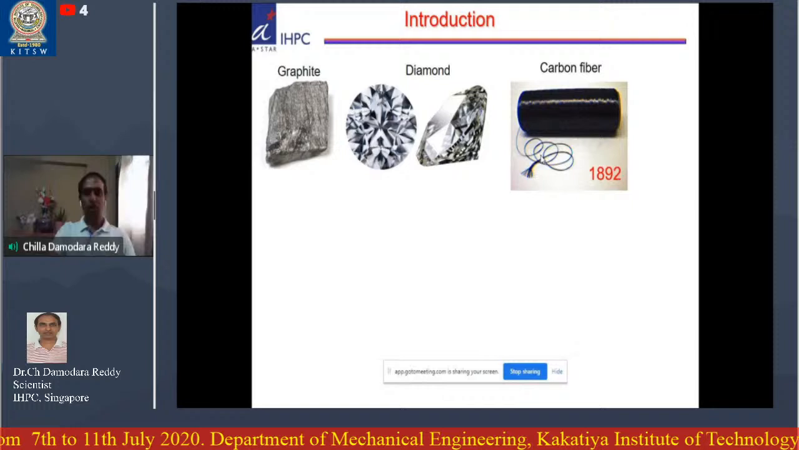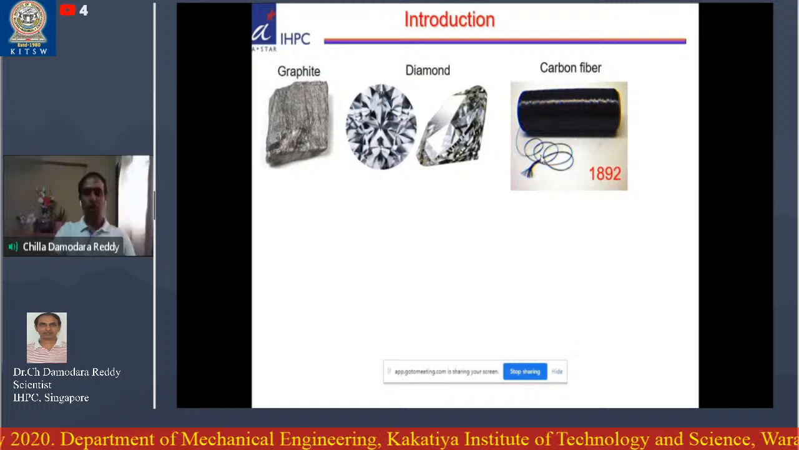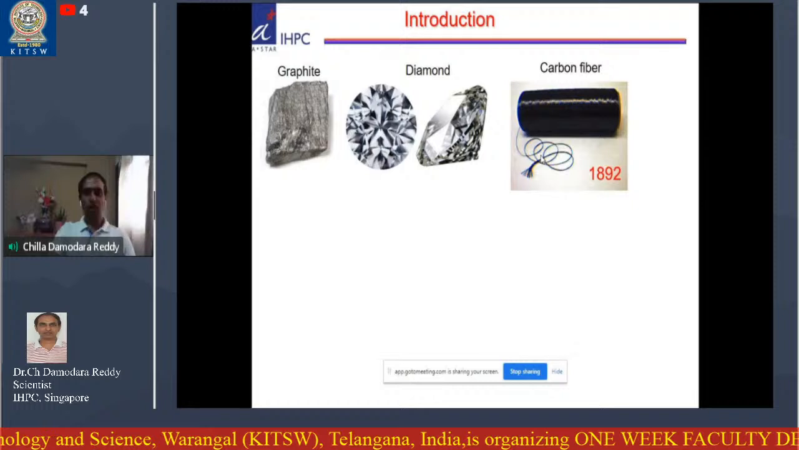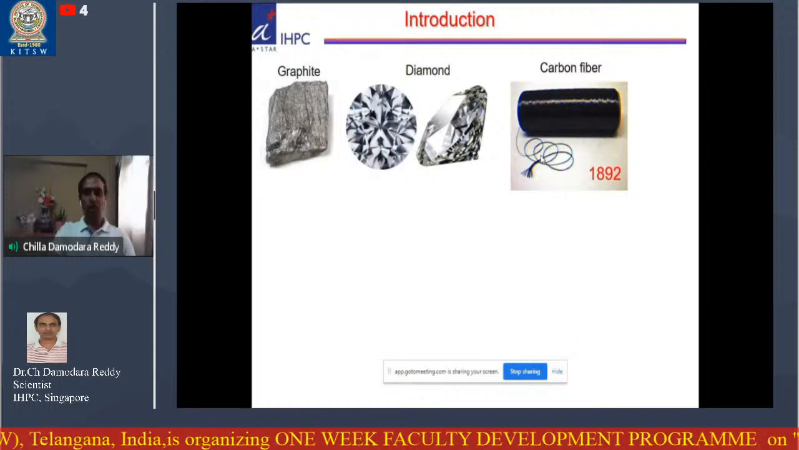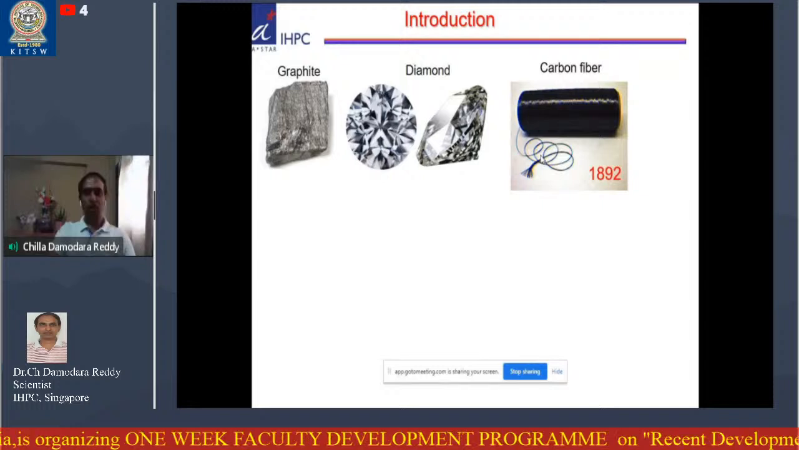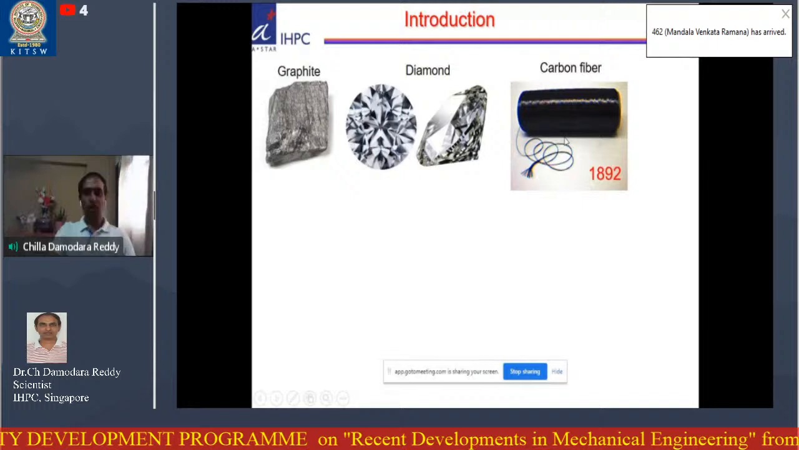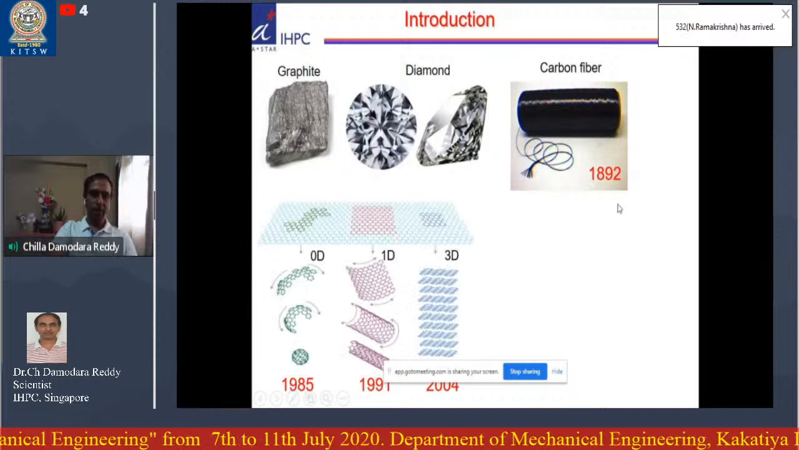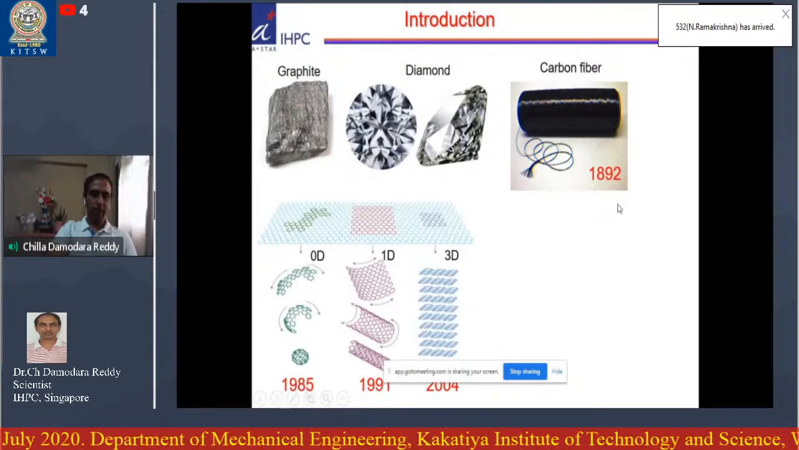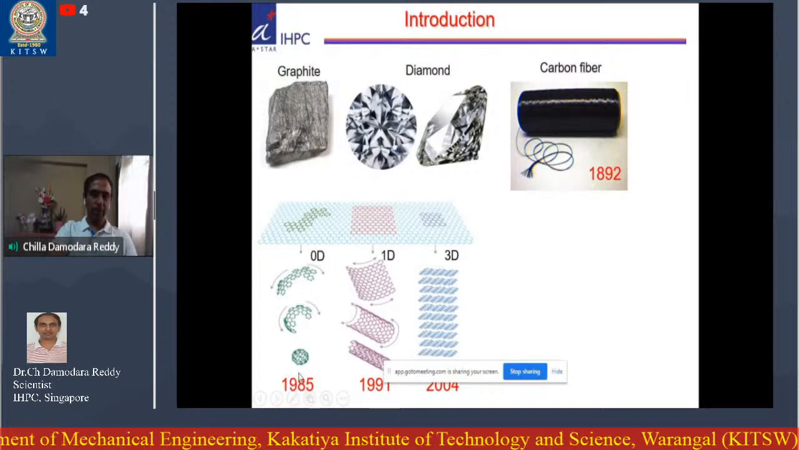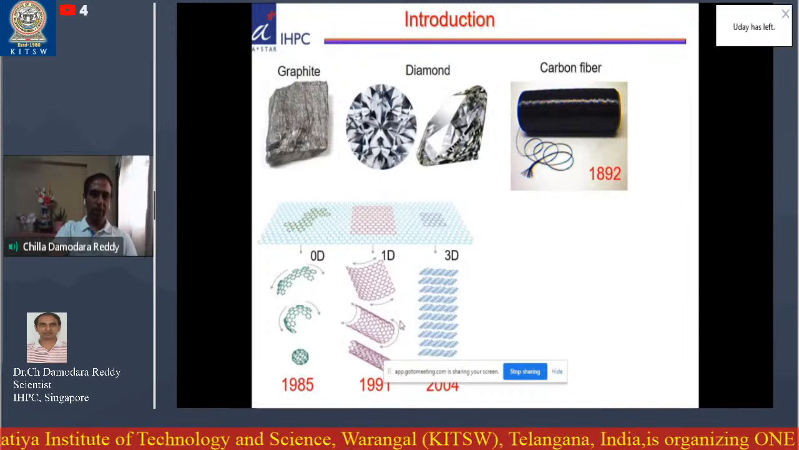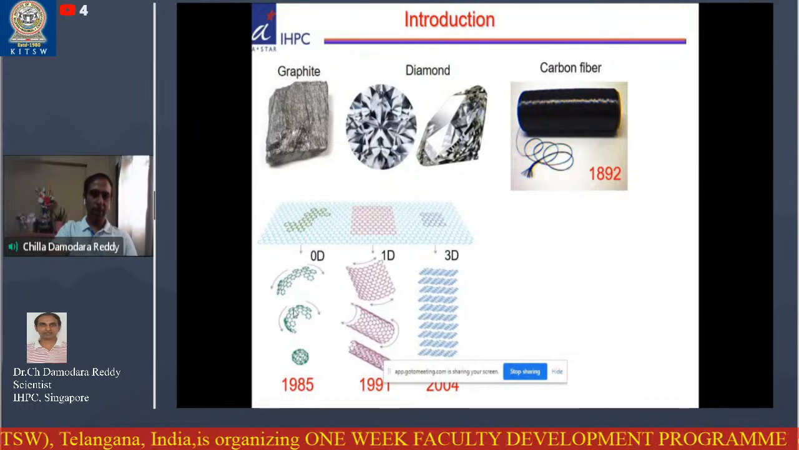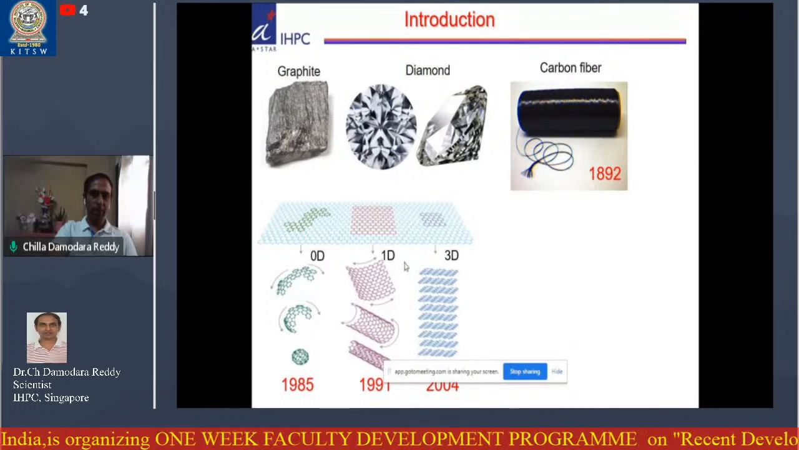In 1982, they made the carbon fiber. Currently they are using it in a lot of composite materials as advanced structures. Then there is the fullerene structure, which contains 60 carbon atoms, like a football. If you come to the one dimensional, it's like a carbon nanotube, a tube with one atom thickness. And the 3D is called graphite, and one layer is called graphene.